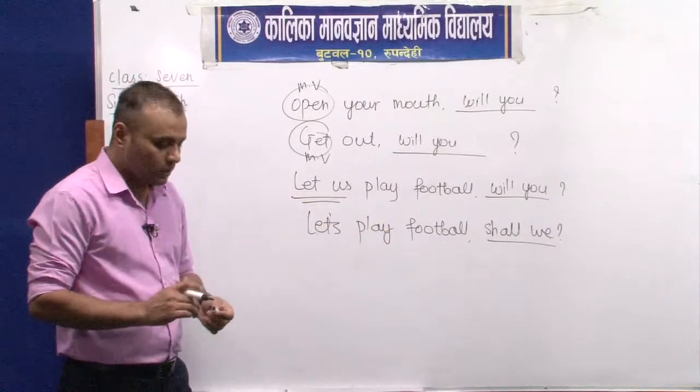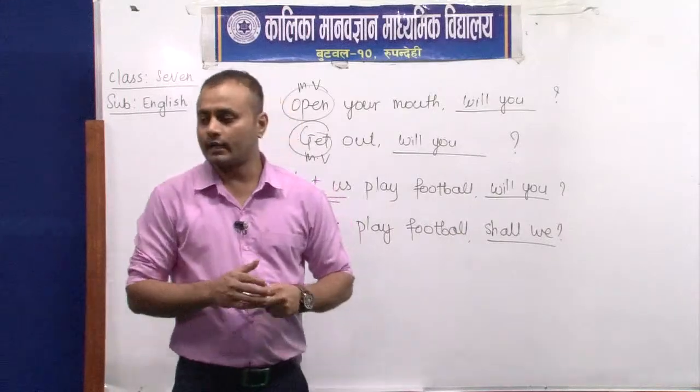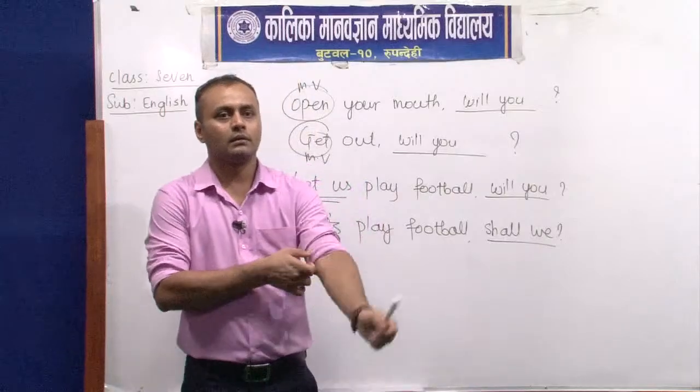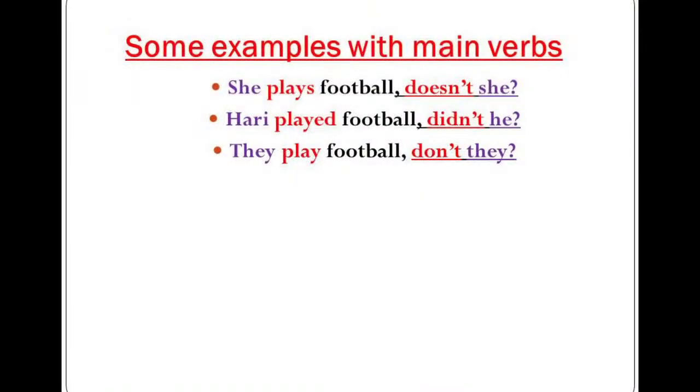Okay. So, one more time, let us move to our slide now. We will discuss some more examples there. Yes, some examples with main verb. You see, she plays football. Plays is verb 5, that is why doesn't she. Similarly, Hari played football. Played is verb 2, right? That is why did. They play football. Play is verb 1 without any suffix. That is why don't they.